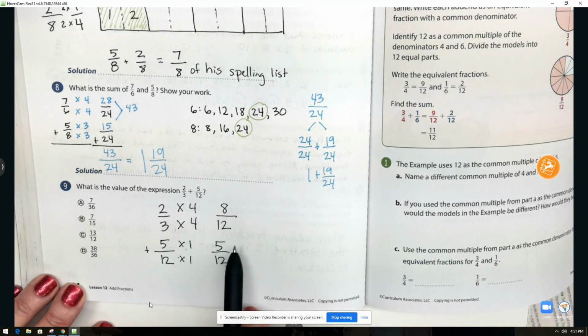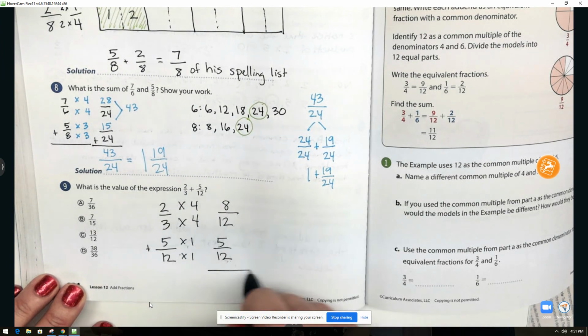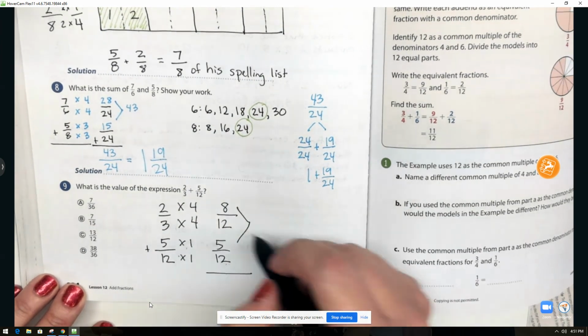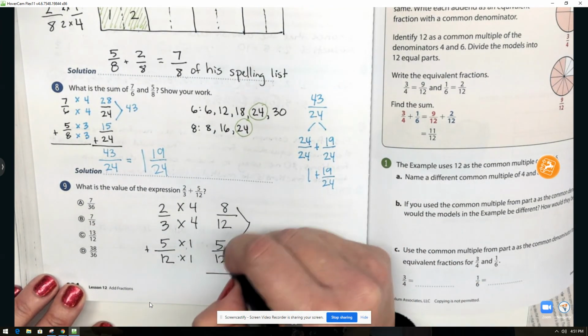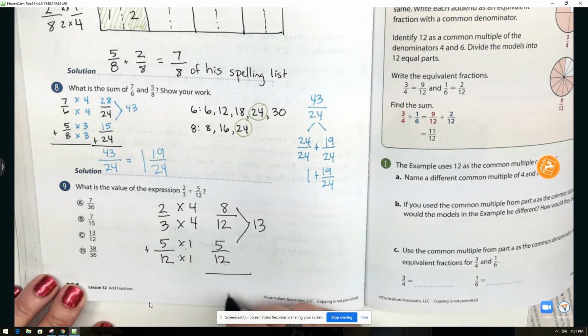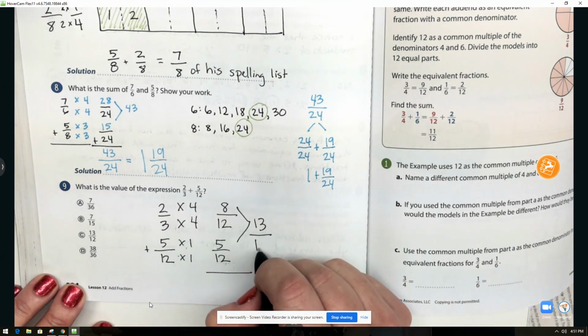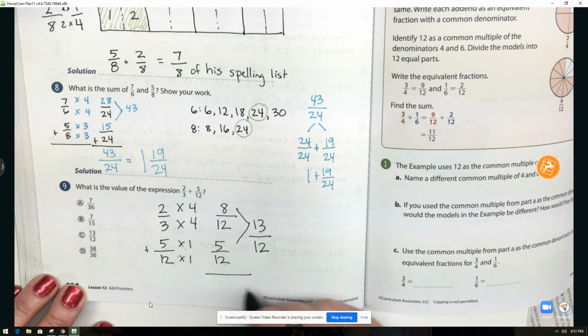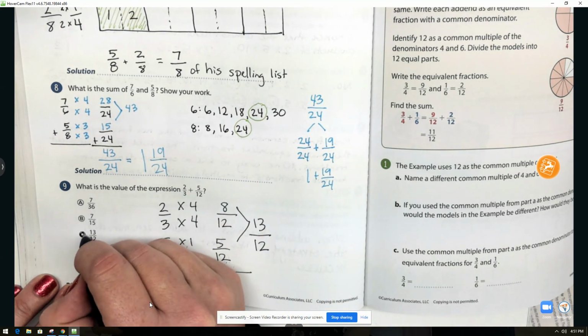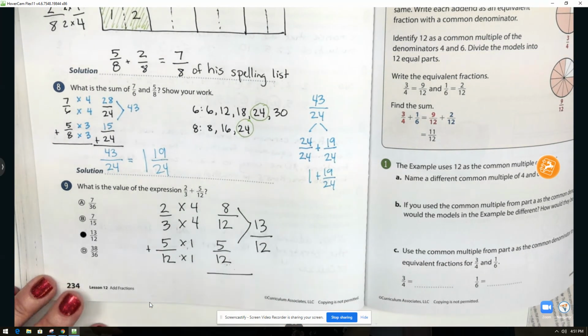So now we're going to go ahead and add our 8/12 to our 5/12. So we just add our two numerators. 8 plus 5 is 13. Our answer is 13/12. So then that means our answer is C.